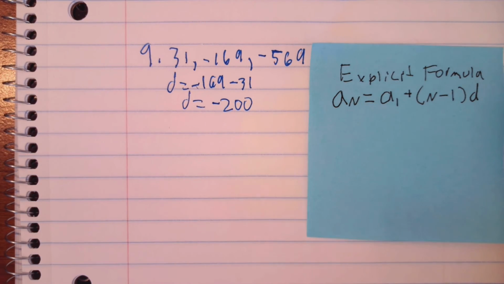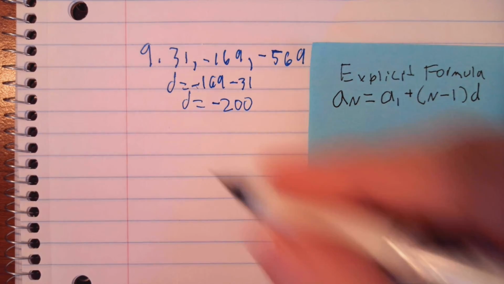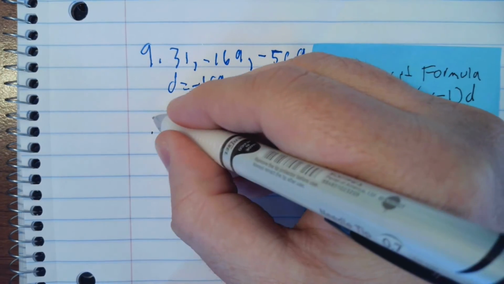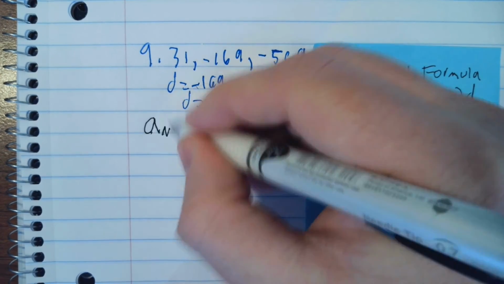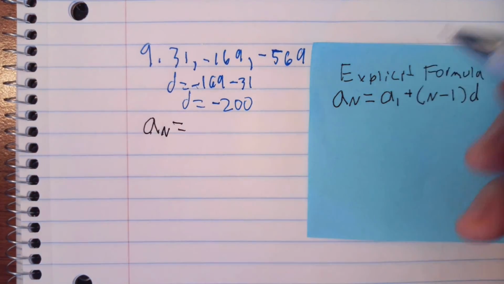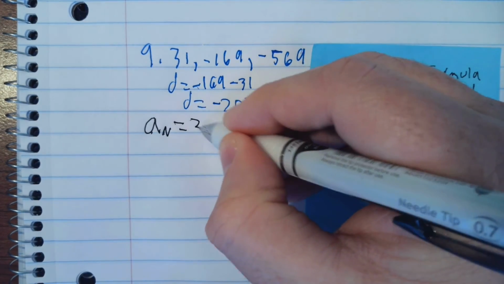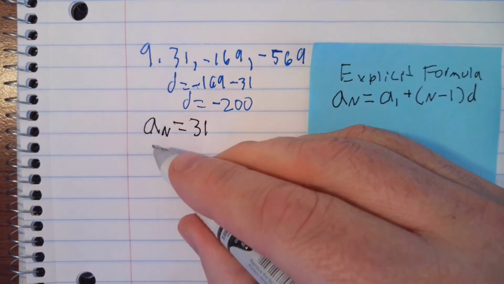Correct me if I'm wrong, that'd be great. All right, now we need to come up with the explicit formula. This is how we work that out. AN, and this is just kind of a notation, so don't worry about that. That's just kind of the question. A1, and then I'll show you how to use the AN in a second.